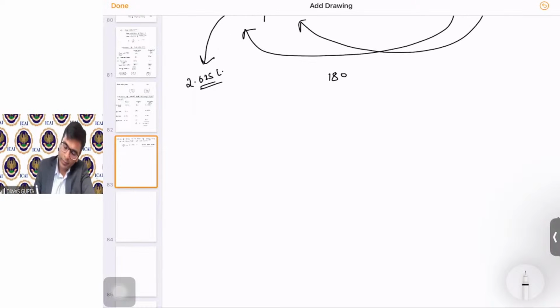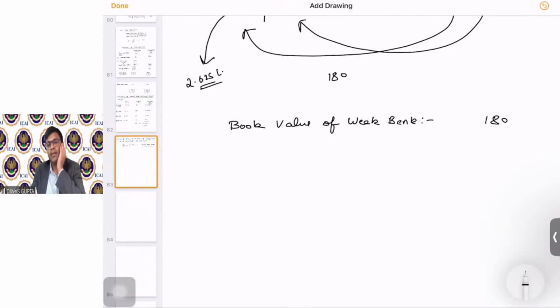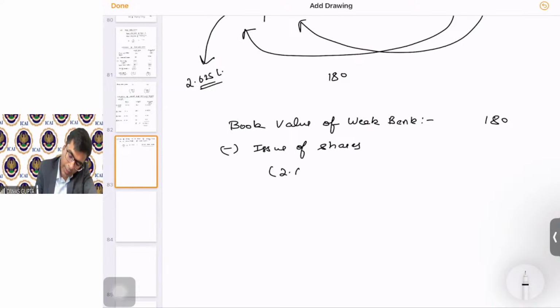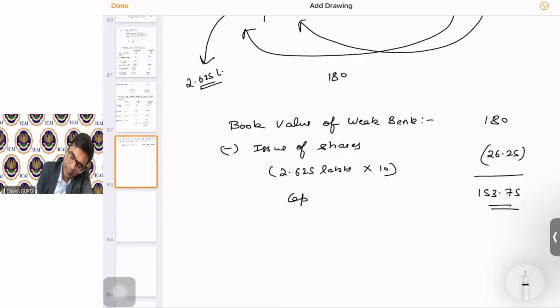So let's do it like this. Book value of weak bank, 180, right? This we have calculated, minus issue of shares 2.625 lakhs multiplied by 10 rupees is the price, right? At 10 rupees, it will issue 26.25. So the difference is 153.75, which is the capital reserve, students.